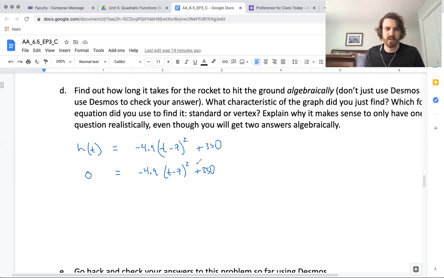So the first thing I'm going to do is subtract 350. Now I have negative 350 is equal to negative 4.9 times (t minus 7) squared. Next, I'm going to divide by negative 4.9.